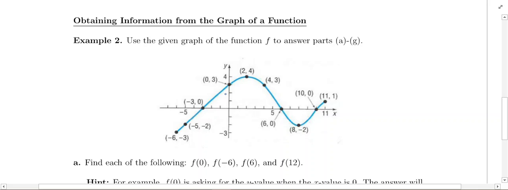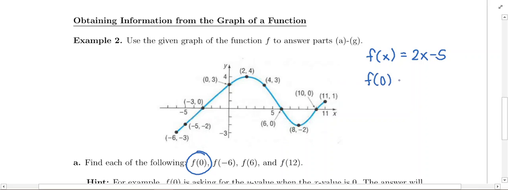It says, find each of the following: f of 0, f of -6, f of 6, and f of 12. So basically, we do not have a formula for this graph. We don't have the equation. All we have to rely on is the picture itself. So let's think about how this would work if we did have a formula. Back when we started looking at functions, I gave you the function f of x is equal to 2x minus 5. So we know the first thing that we're asked to find here is f of 0.